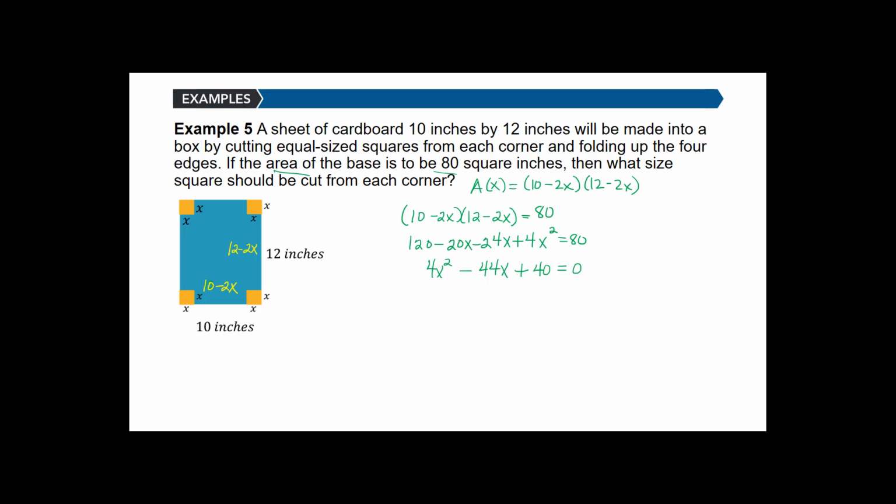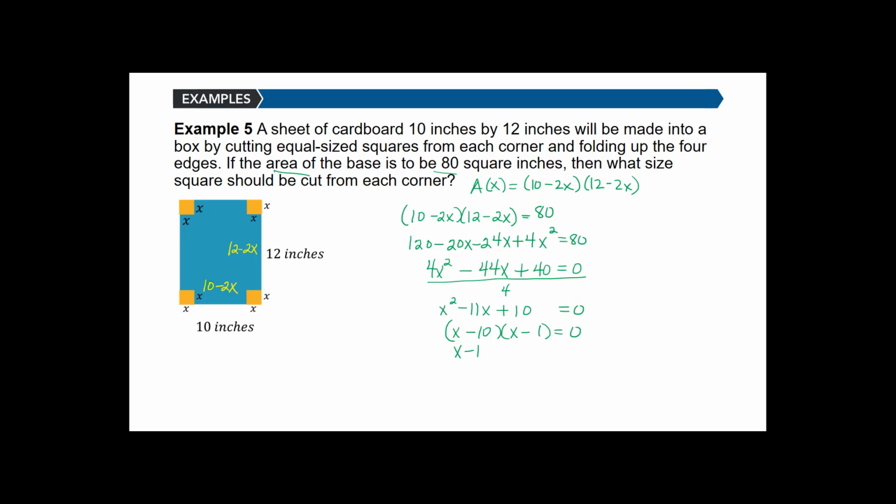To solve this equation, I would first realize that I have a common factor of 4 that I can divide through to get just x squared minus 11x plus 10 is equal to 0. And I can try to see if this factors. Are there factors of 10 whose sum is 11? And there are. Therefore, this would factor as x minus 10 times x minus 1.